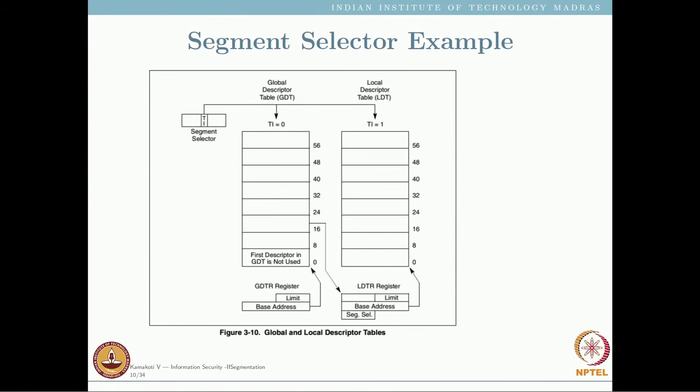So this is just a diagrammatic illustration of what I talked about in the previous slide. If the TI is 0, then the segment is selected from the global descriptor table. If the TI is 1, then it is selected from the local descriptor table.